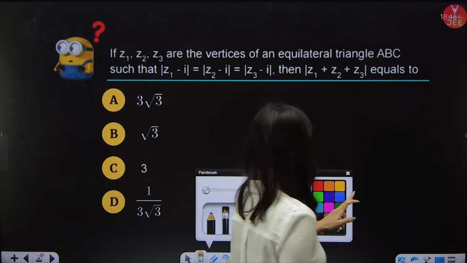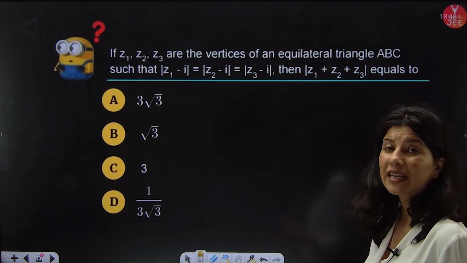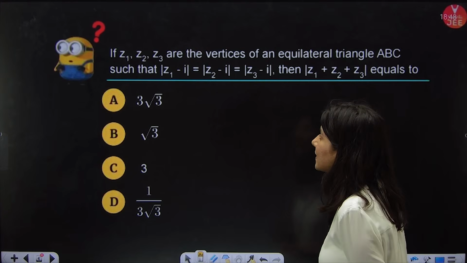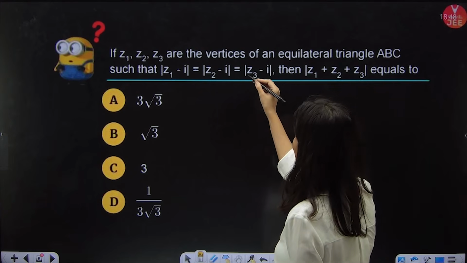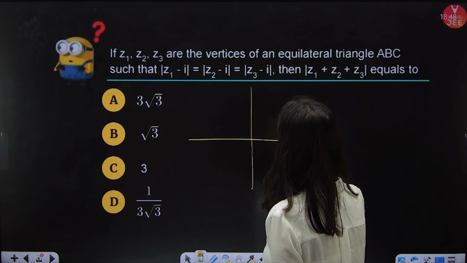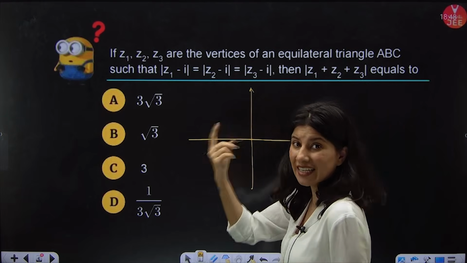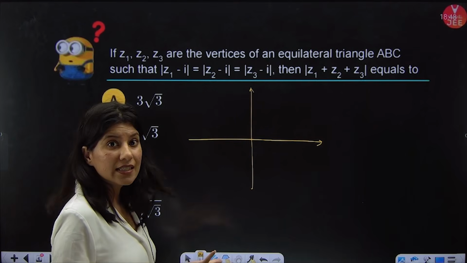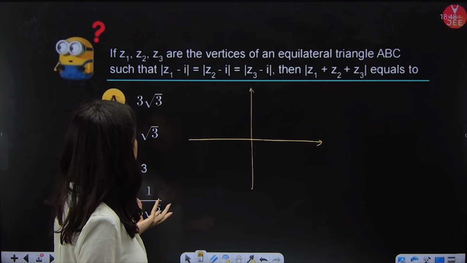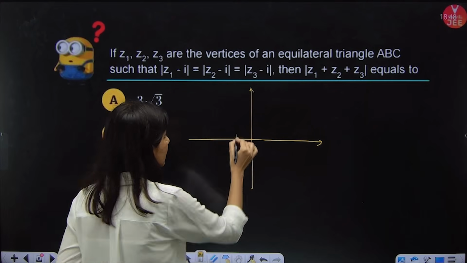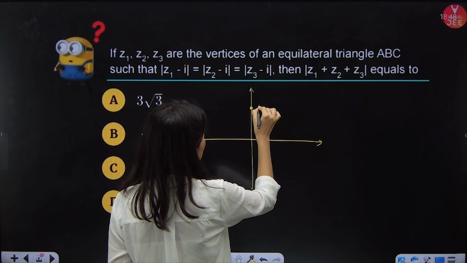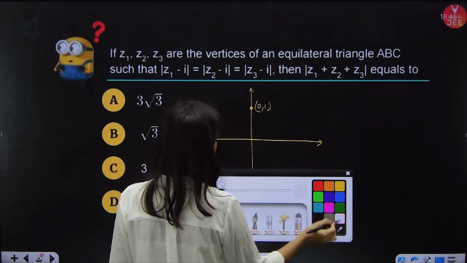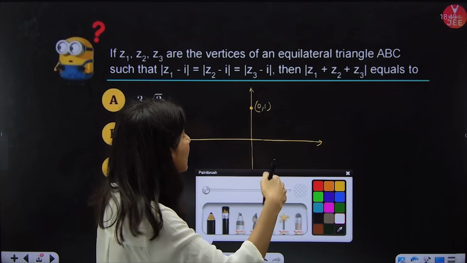The next problem says that Z1, Z2, Z3 are vertices of an equilateral triangle ABC such that mod Z1 minus iota is equal to mod Z2 minus iota is equal to mod Z3 minus iota. So basically iota is the second complex number. 3 points are there, Z1, Z2, Z3, forming an equilateral triangle ABC such that the distance from iota, where is iota? Iota is here, at 0, 1. The distance from iota to these particular vertices is equal, right?